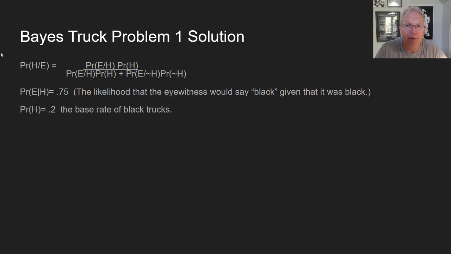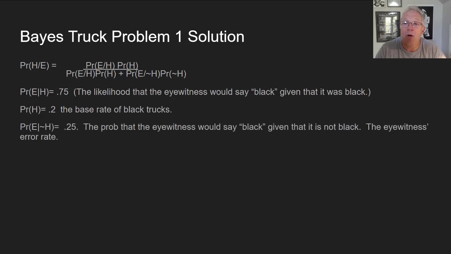The prior probability that it's a black truck is 0.2, given that problem. That's the base rate of black trucks. And if you go back to the example we've considered on the previous slide, there's 20% black trucks. So what's the probability that you get that evidence or that observation, given that it's not a black truck? Well, that would be 1 minus the prior, or 25%. The probability that the eyewitness would say black, given that it's not black.